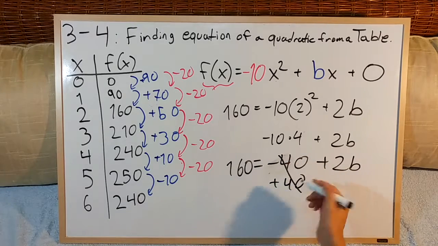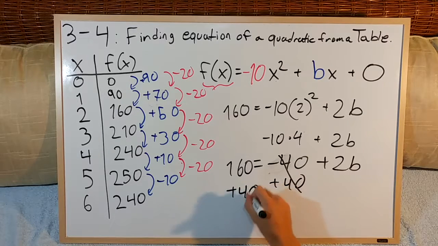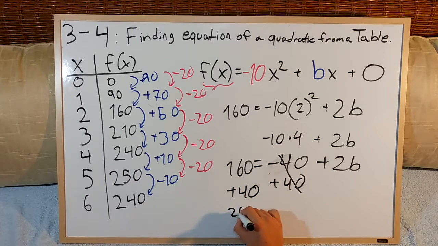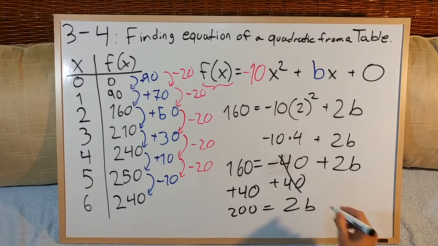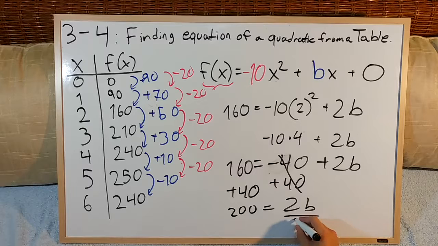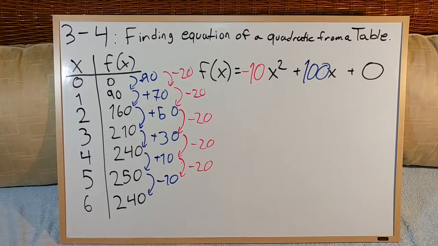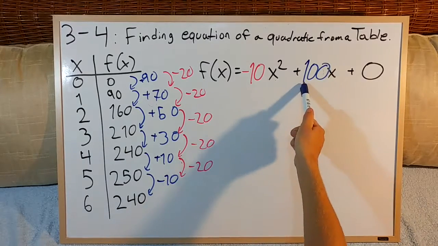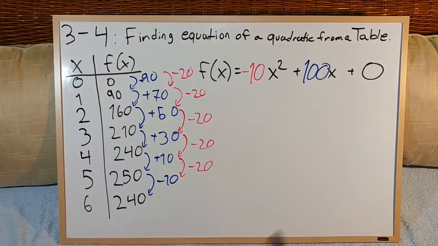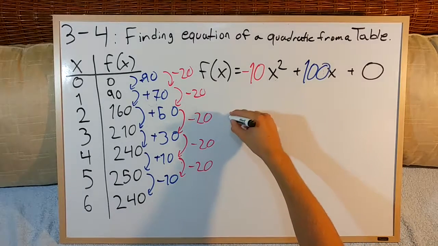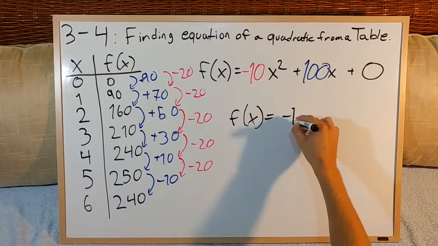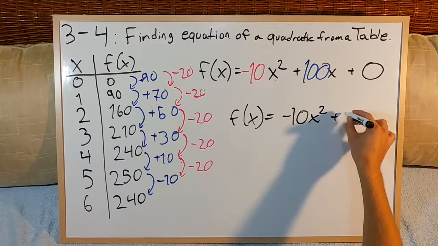Add 40 here. This cancels out. We add 40 here. This gives us 200 equals 2b. And we keep solving for b. 2b divided by 2 is just b. And 200 divided by 2 equals 100, so b equals 100. We just finished finding the b value, which we found to be 100. And now we have our function, which is f of x equals negative 10x squared plus 100x.